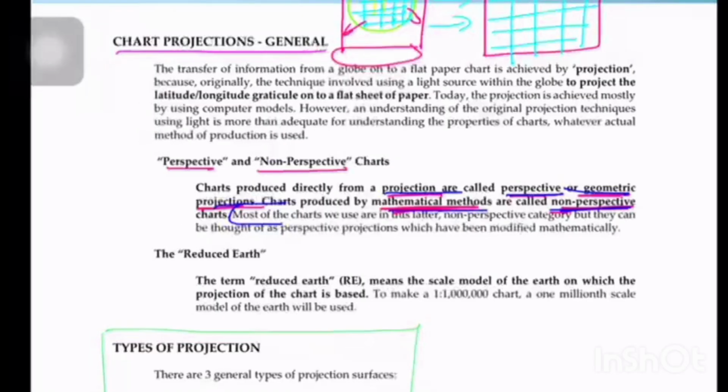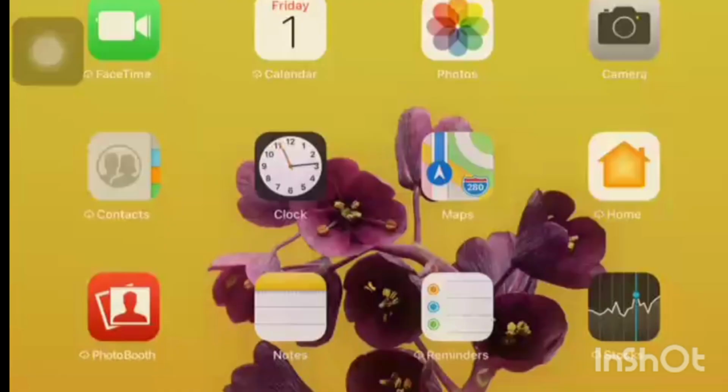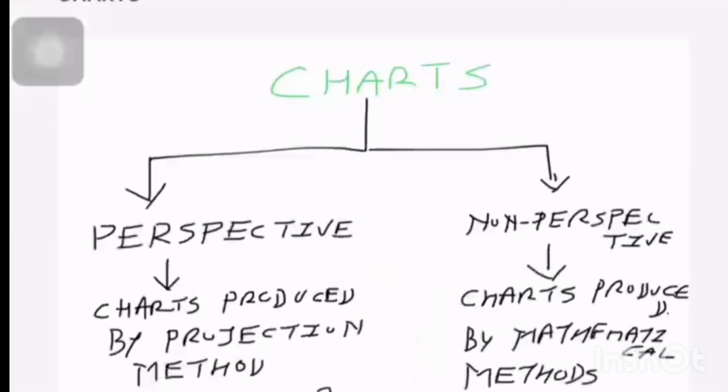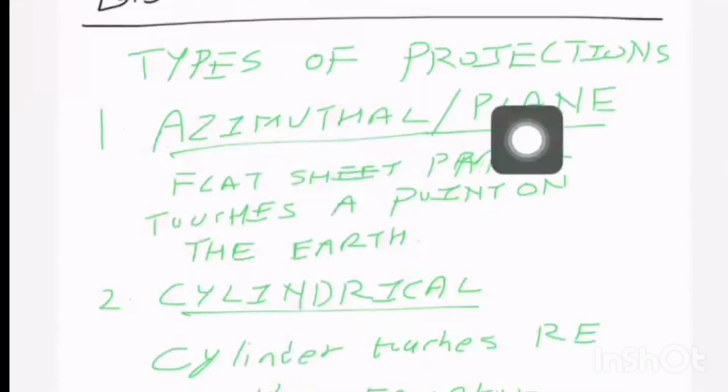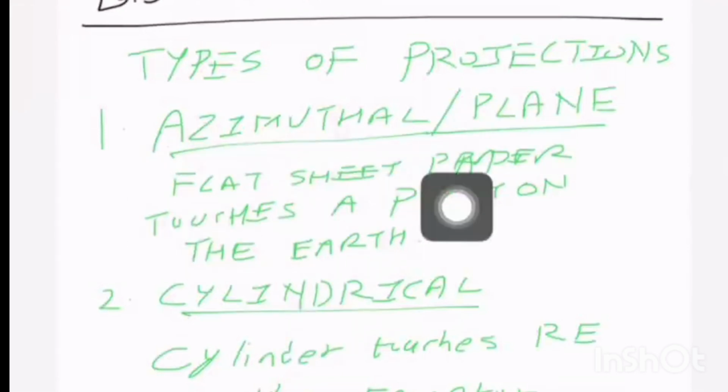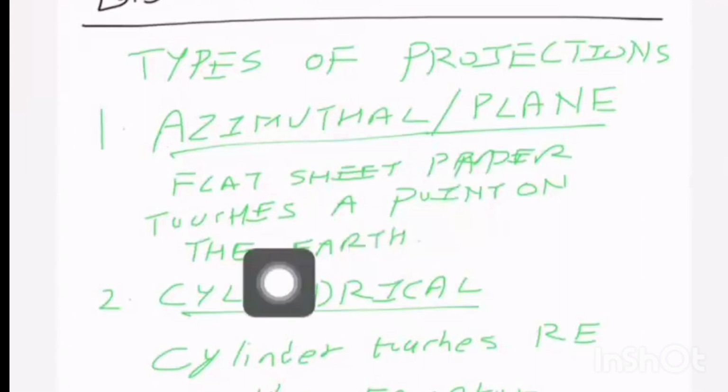So please write down azimuthal projection. Types of projection, write down. Azimuthal, plane. Flat sheet of paper touches a point on the earth. Write down the first.